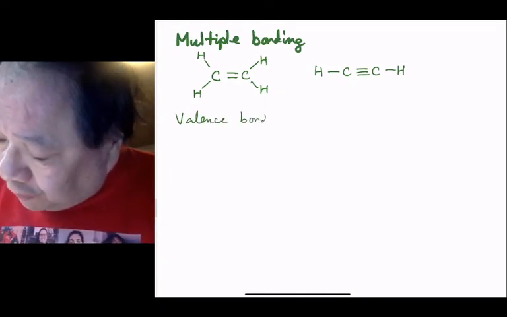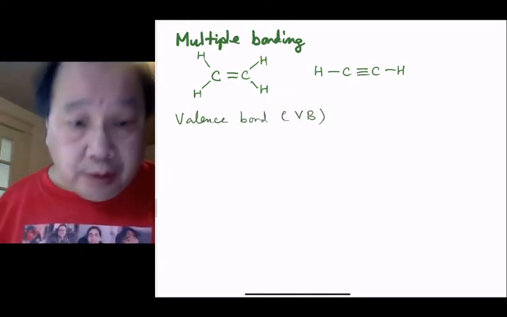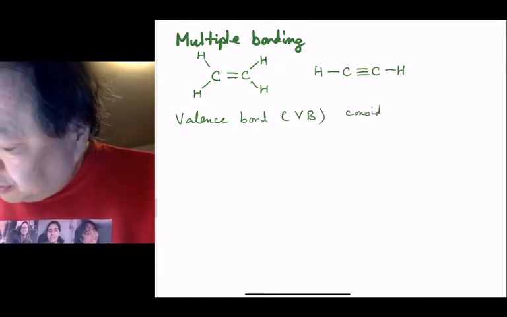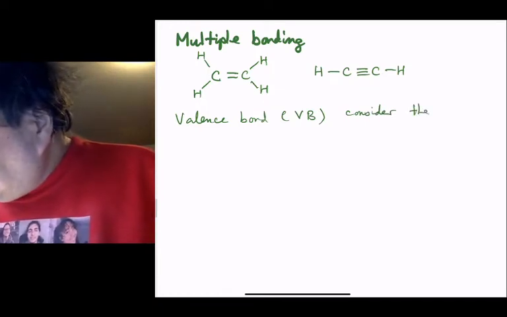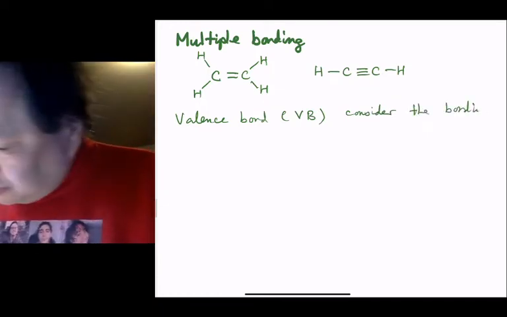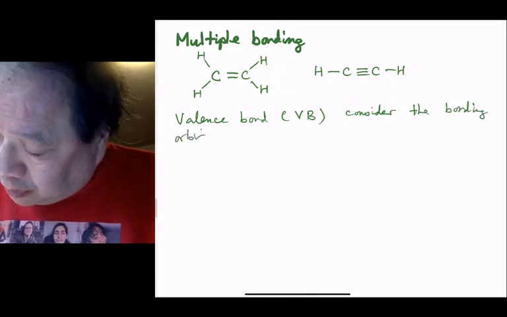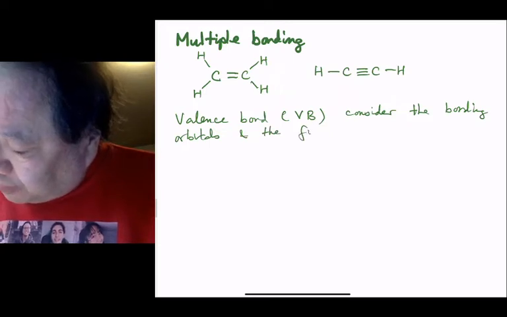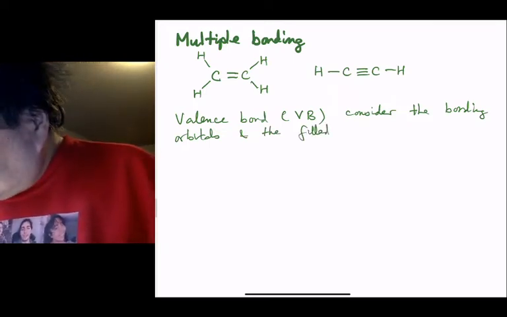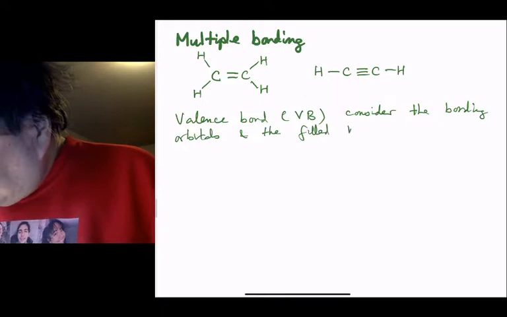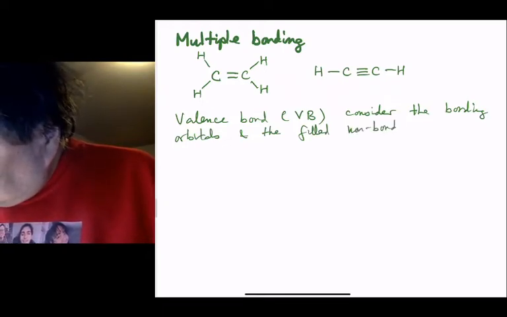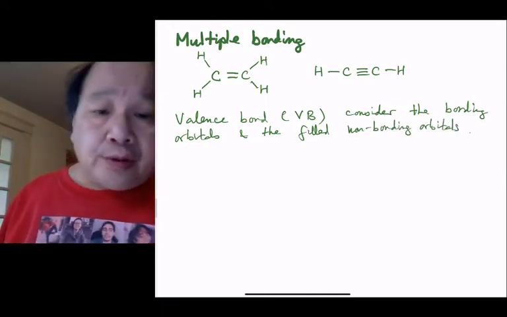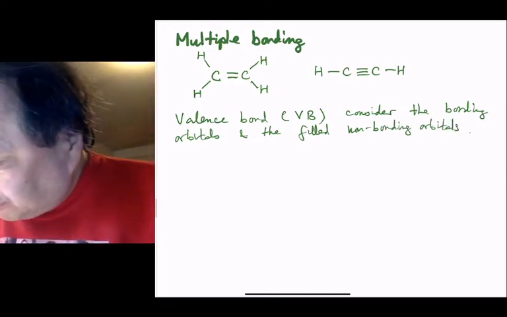By the way, valence bond theory goes by the initials VB. It's conventional to consider the bonding orbitals. And the filled, all bonding orbitals are pretty much filled in the molecules you get in this course, and the filled non-bonding orbitals. So this is the convention in valence bond theory. So let's see what we've got here.